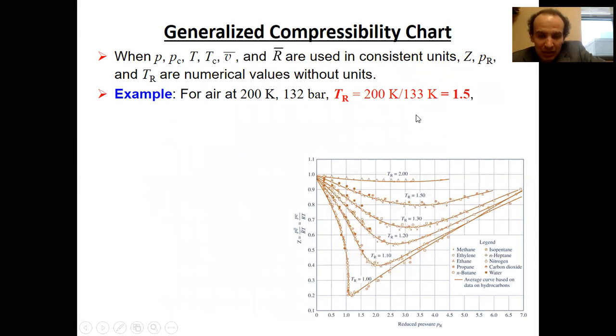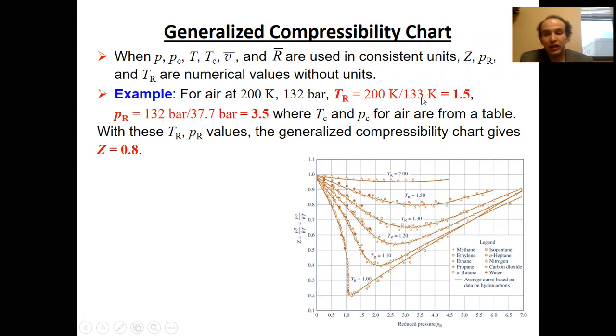Basically, I solved this example last time. Remember, how do you check if you have 200 Kelvin and 132 bar? Is it ideal gas or not? What do we do? You go to your property tables, you find your pressure and your temperature. Then you find your critical pressure and critical temperature. You arrive at a critical temperature of 133 Kelvin and a critical pressure of 37.7 bar. When you scale them, you arrive at a reduced temperature of 1.5 and a reduced pressure of 3.5.